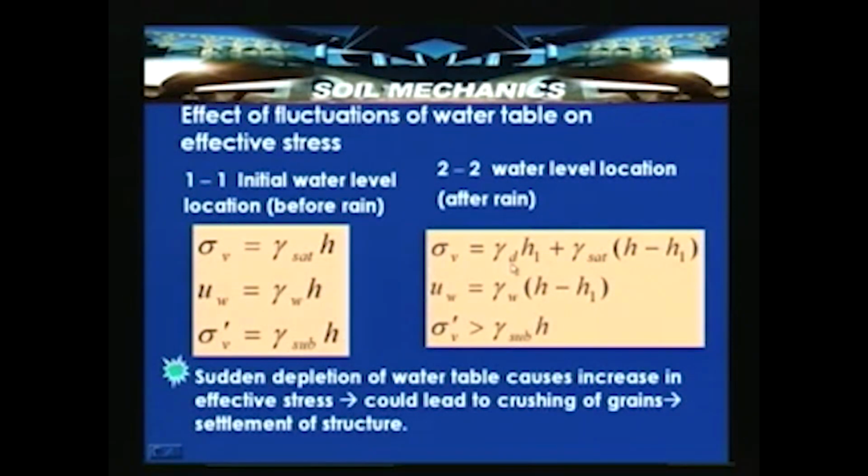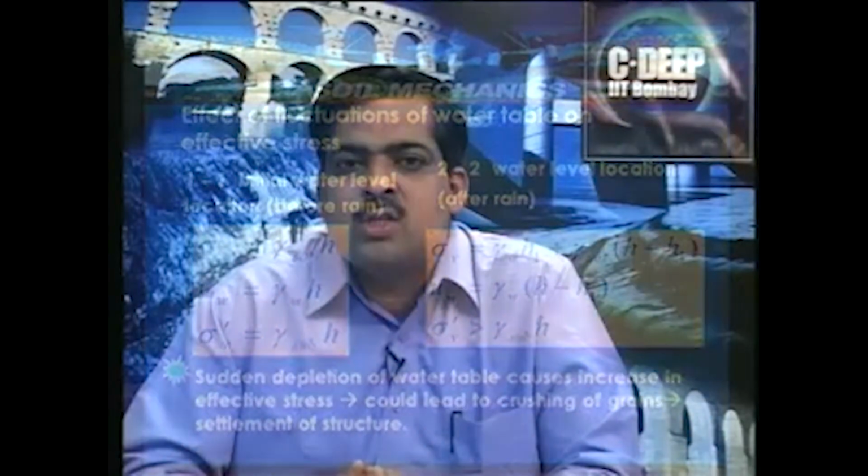So, as we discussed earlier, sigma v dash is equal to gamma dash into h, but for this case, when the water table drops down by h1 meters below the ground surface, sigma v is equal to gamma d h1, assuming that the soil above the new groundwater table level, that is 2-2, is dry, plus gamma sat into h minus h1. So, uw is equal to gamma w into h minus h1, because now the groundwater table is h1 meters below the ground surface. So, the pore water pressure at depth h below the ground surface is gamma w into h minus h1.